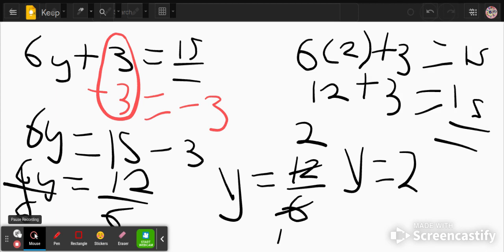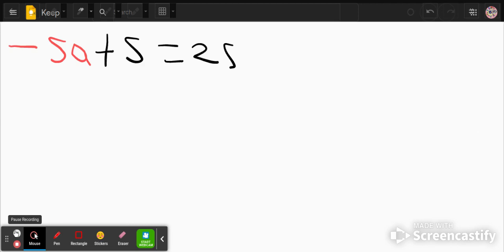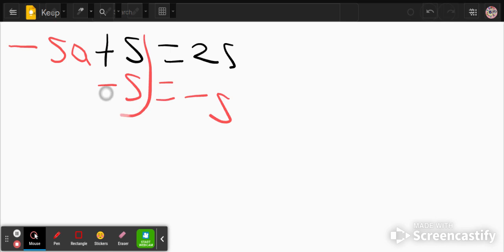Let's go to another one. So this one states minus 5a plus 5 is equal to 25, right? So you know we want to get rid of a number that's beside the term first, right? So which number is that? That number is positive 5. So to do that, we minus 5 from both sides, right? And you know the 5s will cancel out each other, positive 5 and a negative 5.